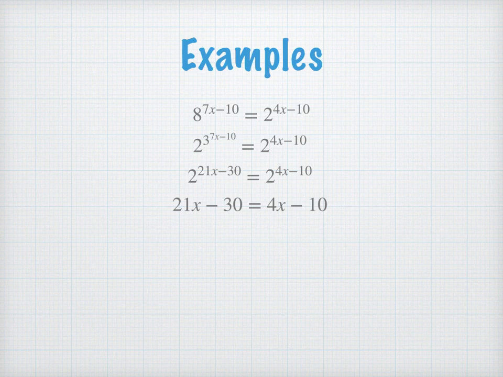So now we'd move constants to one side, move variables to the other side. So subtract 4x from each side, add 30 to both sides. We have 17x equals 20. Solving for x, we divide both sides by 17. And we have x equals 20 over 17.